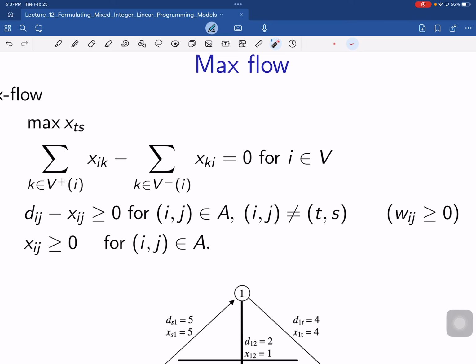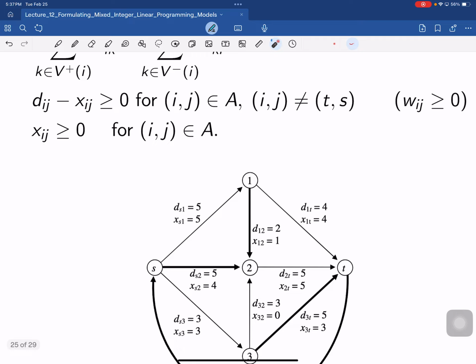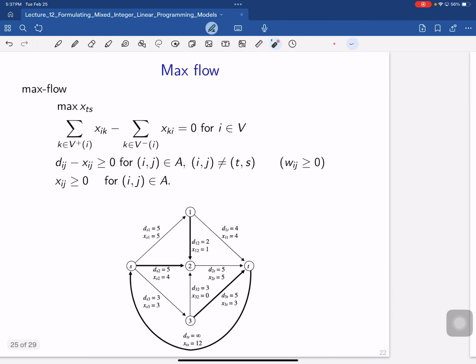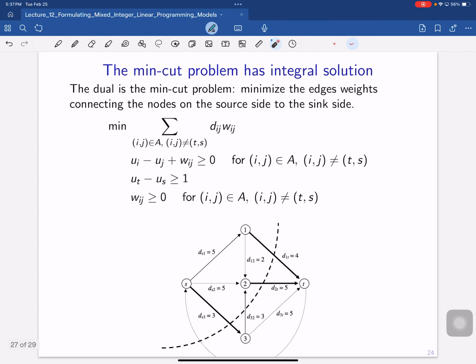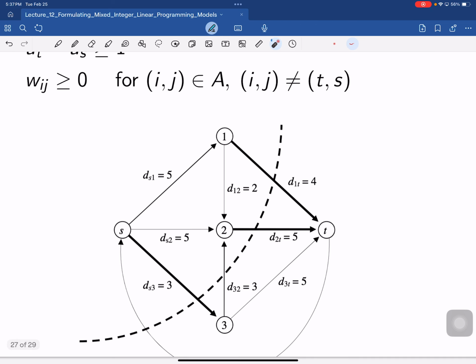Now, let's talk about the definition of a min cut problem. Before we do that, forget about the back edge for now. So what is a min cut problem? First of all, we need to consider what is a cut of a graph. The definition of a cut is the following.